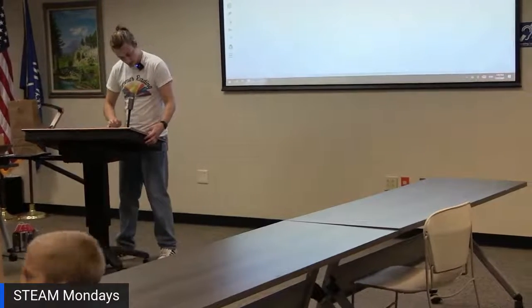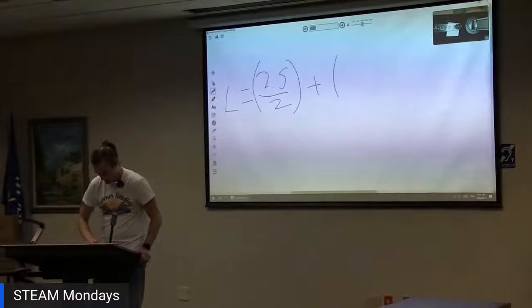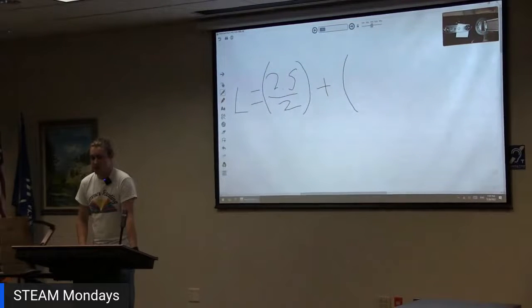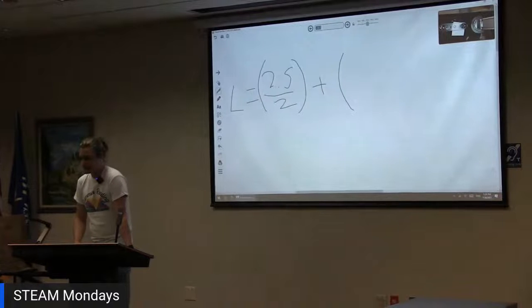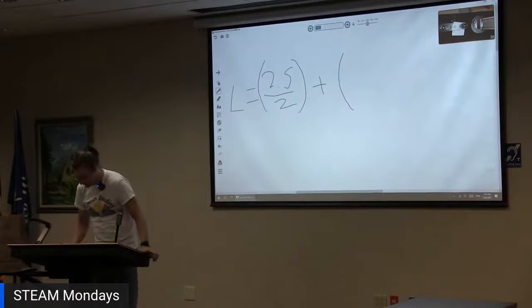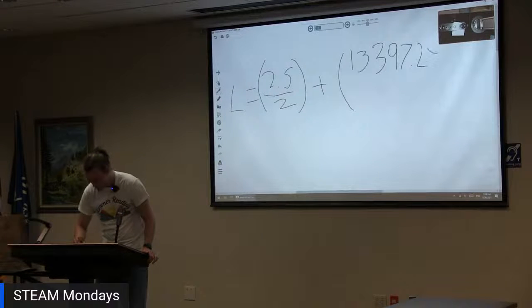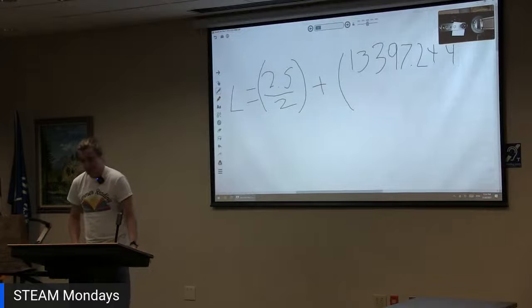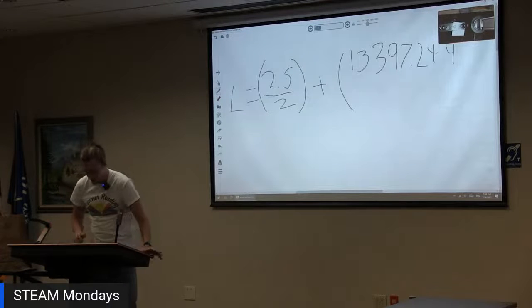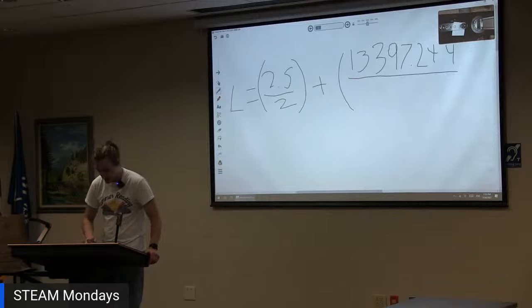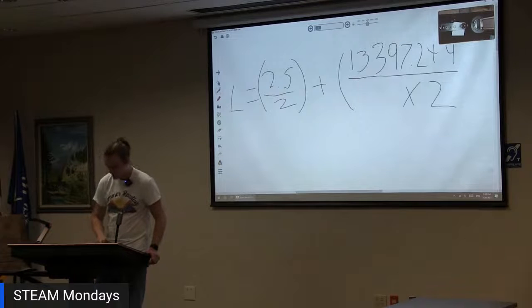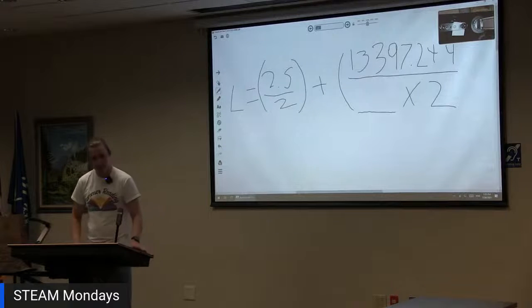I'm sorry. Don't erase my stuff. We're going to add that to the speed of sound. Okay? So we got to look at the speed of sound, which is a very big number. It's 13,397.244. That's pretty big. And that's in inches per second. But we're going to divide that. There's times 2, but there's going to be a number here.